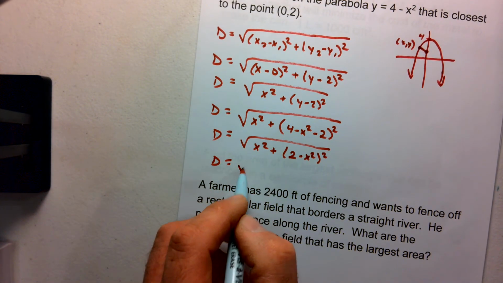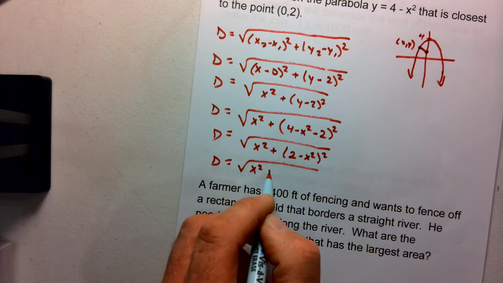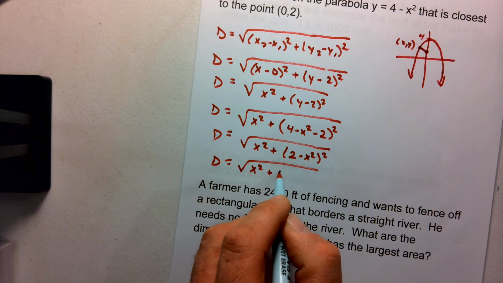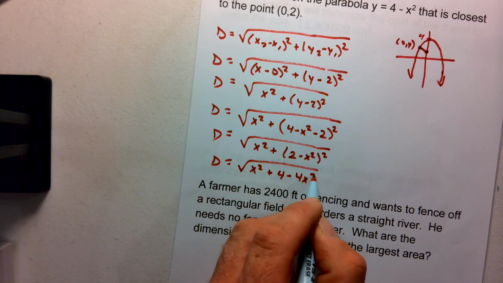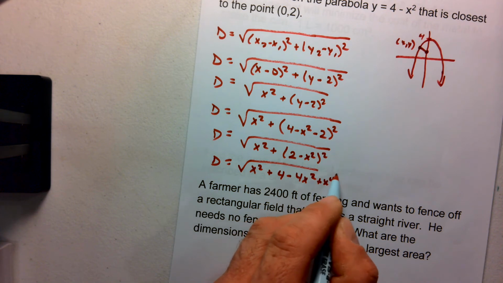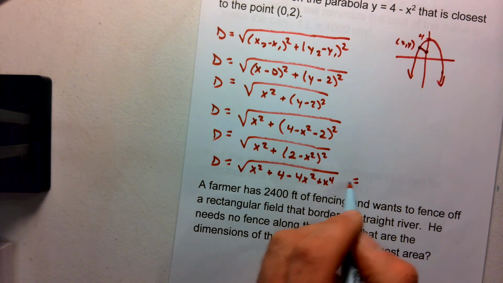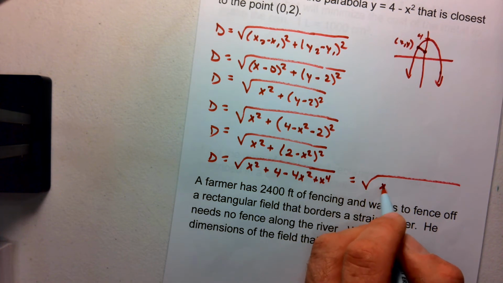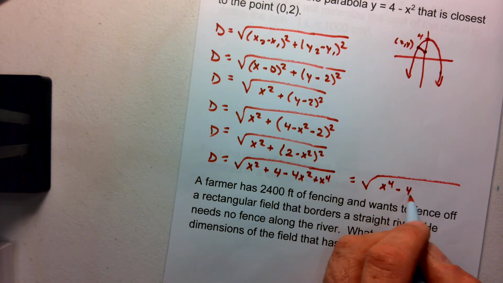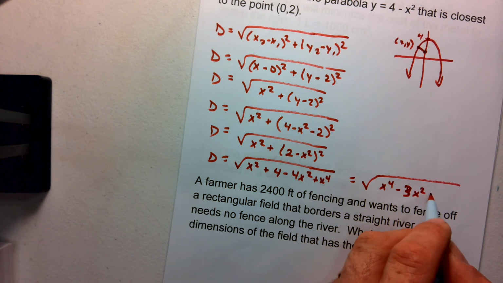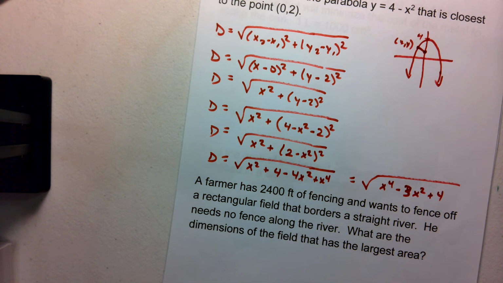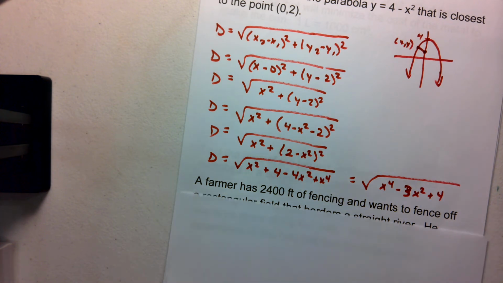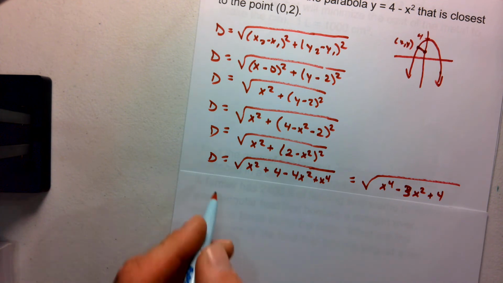And cleaning that up just a little bit more, we have x squared. 2 minus x squared, squared, is going to be 4 minus 4x squared plus x to the 4th. And cleaning it up just a little bit more, we have the square root of x to the 4th minus 3x squared plus 4.